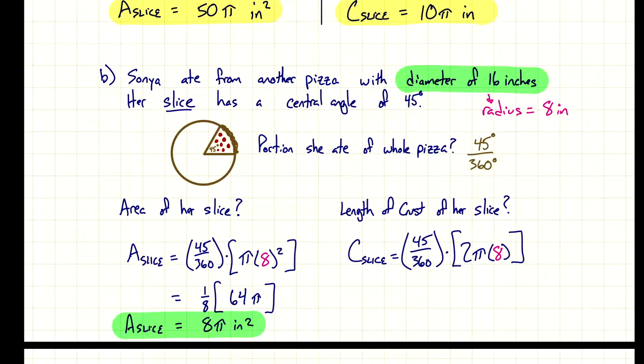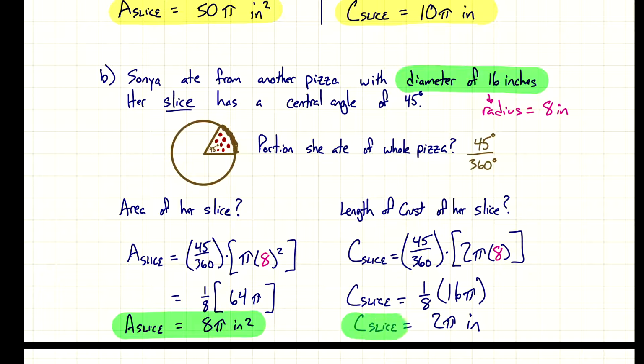All right, so that should make the crust a little bit easier to calculate since we've already reduced 45 over 360. So the crust of the slice is going to be 1/8, right? Times 8 times 2 is 16 pi. And then that should reduce nicely. 16 divided by 8 is going to be 2 pi inches.